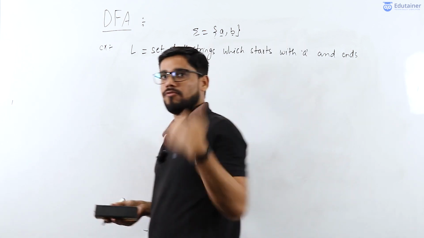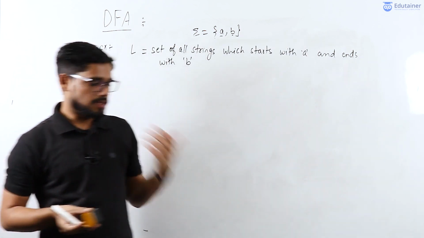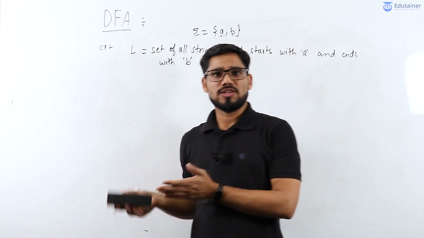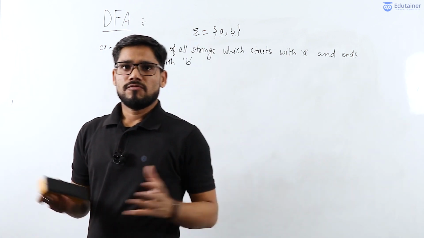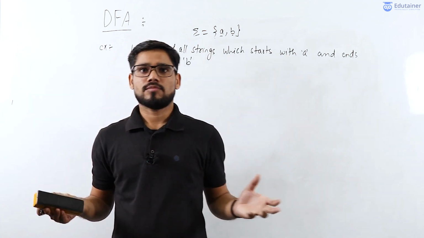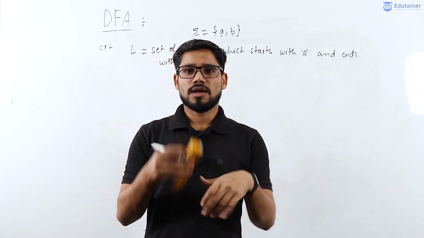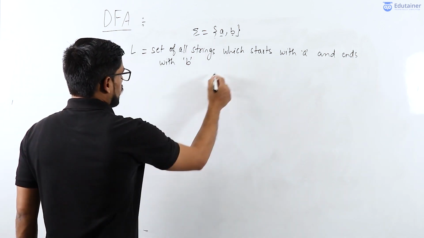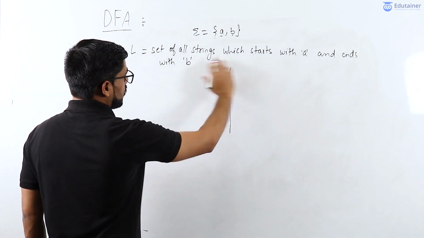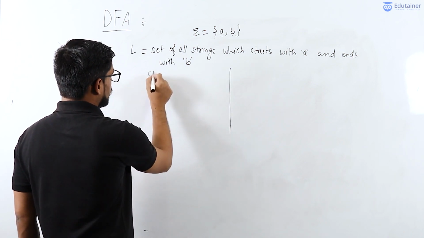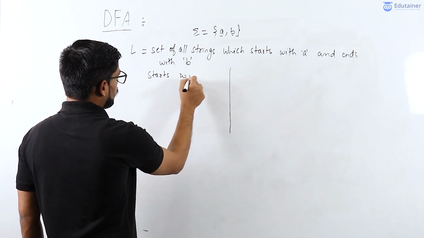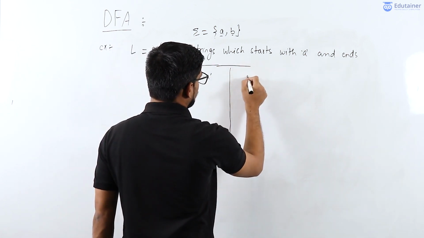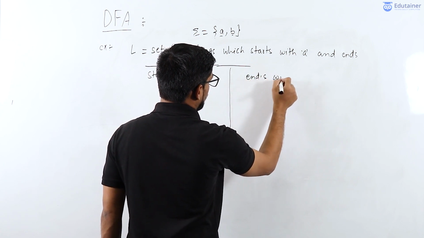In computer science also, if you take some project, then you will divide the project into various modules and try to solve each module separately. And after that, when all the modules are solved, you can just integrate the modules and make the software. Similarly here also, I will divide the problem into two parts. First is starts with A and next is ends with B.